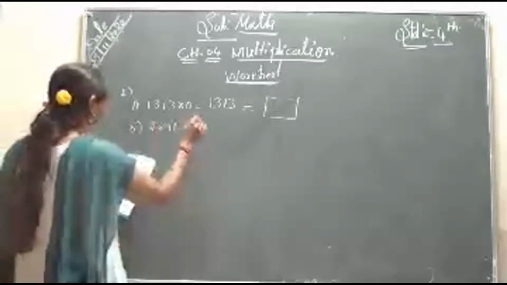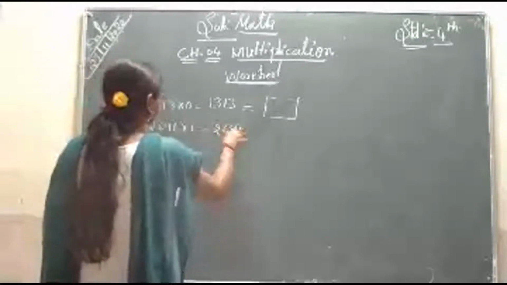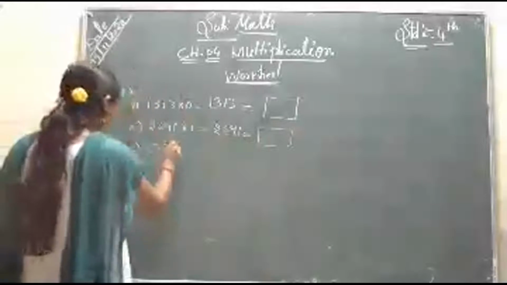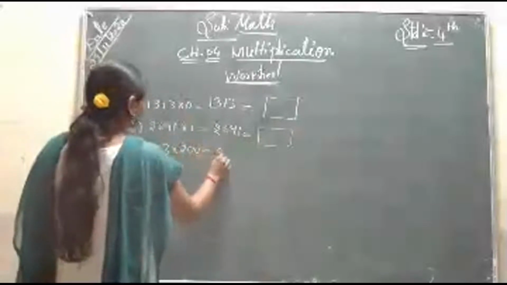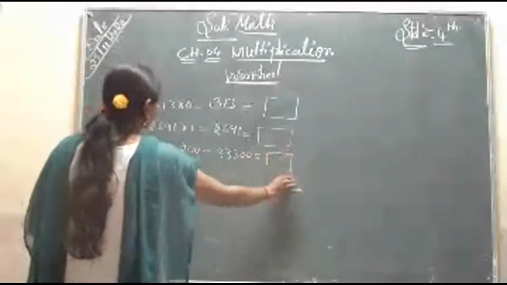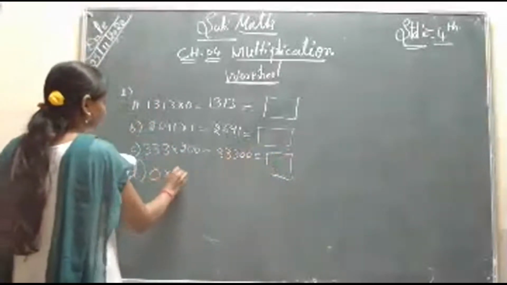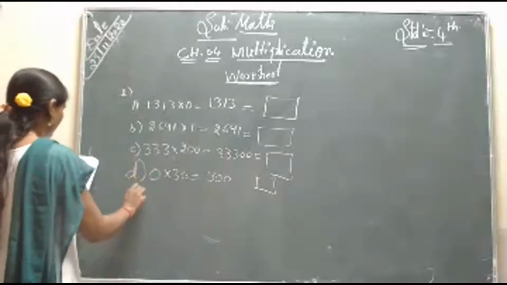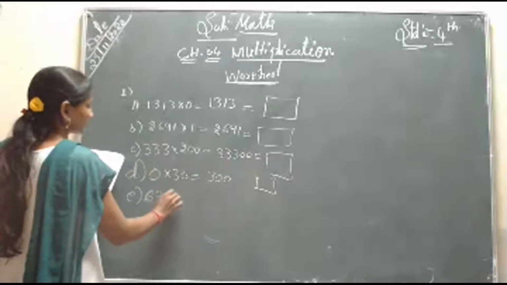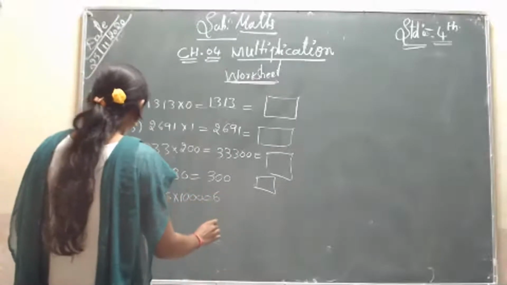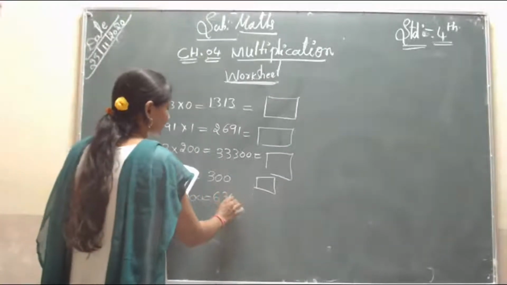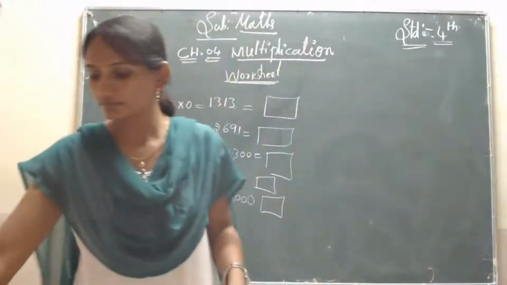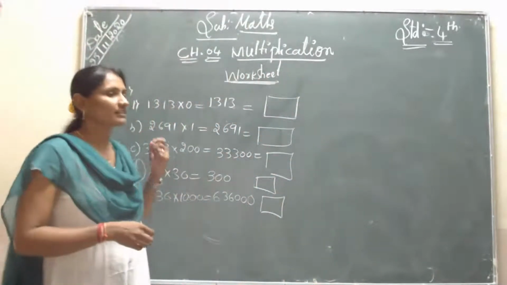B: 2619 into 1, and the answer given is 2619. C: 333 into 200, and the answer given is 33,300. D: 0 into 300. E: 636 into 1000, and the answer given is 6,36,000. Students, think about this, because you have to write whether each is true or false.